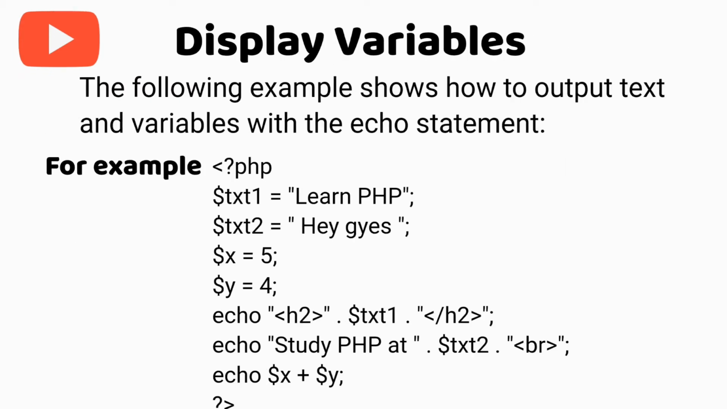Display variables. The following example shows how to output text and variables with the echo statement. Example. PHP. $txt1 = "Learn PHP"; $txt2 = "hey guys"; $x = 5; $y = 4; echo "<h2>" . $txt1 . "</h2>"; echo "Study PHP at " . $txt2 . "<br>"; echo $x + $y; Below the description is a link. Try it yourself on mobile or PC.